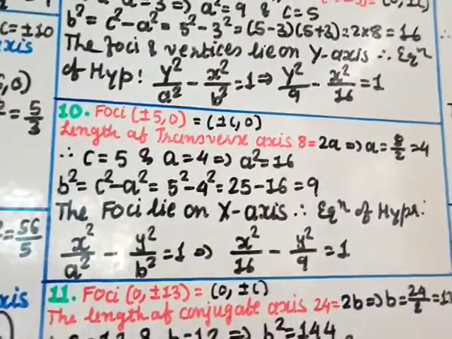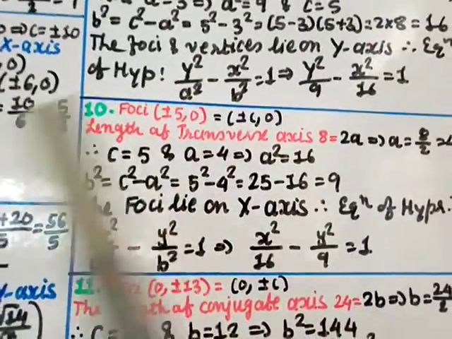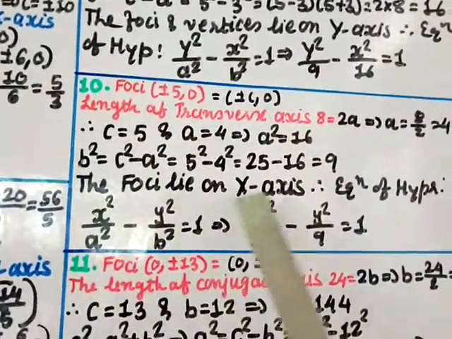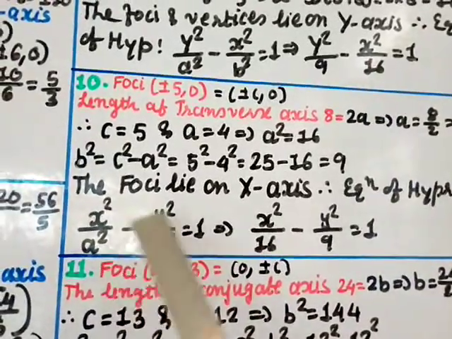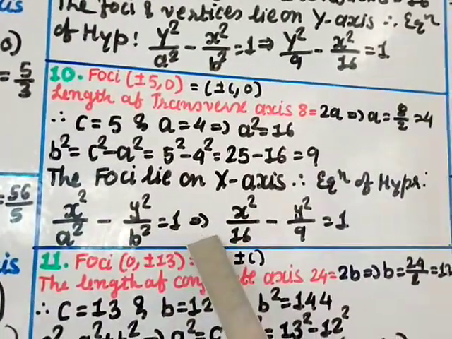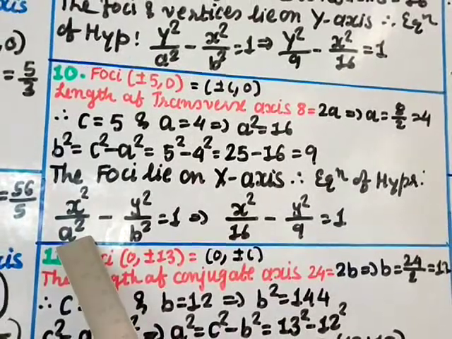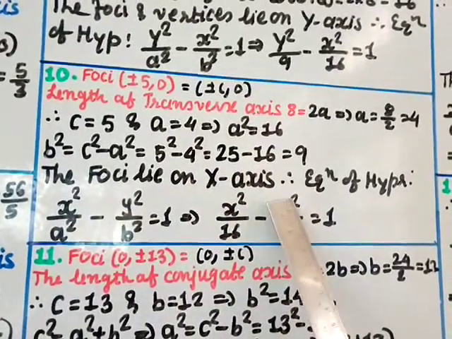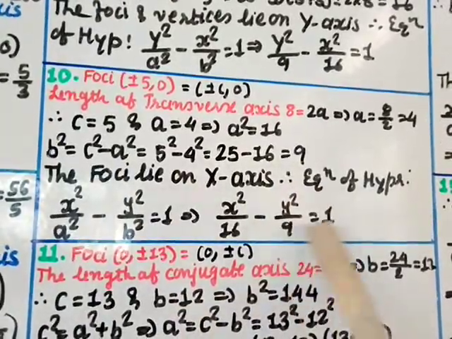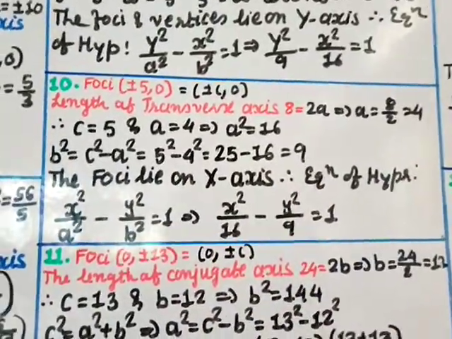Now here, since y coordinate is 0, the foci are on the x-axis. The foci lie on the x-axis. Therefore, equation of the hyperbola is x square by a square minus y square by b square equal to 1, implies x square by a square, a square value is 16, minus y square by b square, b square we found as 9, equal to 1. So that is the equation of the hyperbola.